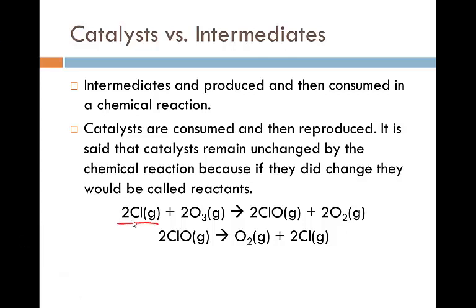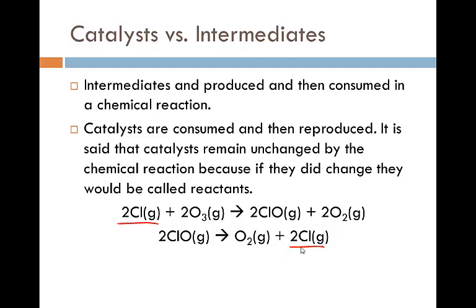In order to be an intermediate, it has to be produced. So here is our intermediate in this. It's been produced and then reconsumed immediately in the next step. So here and here are our intermediates. What makes us a catalyst is if we're there from the beginning and we reform in the very end.